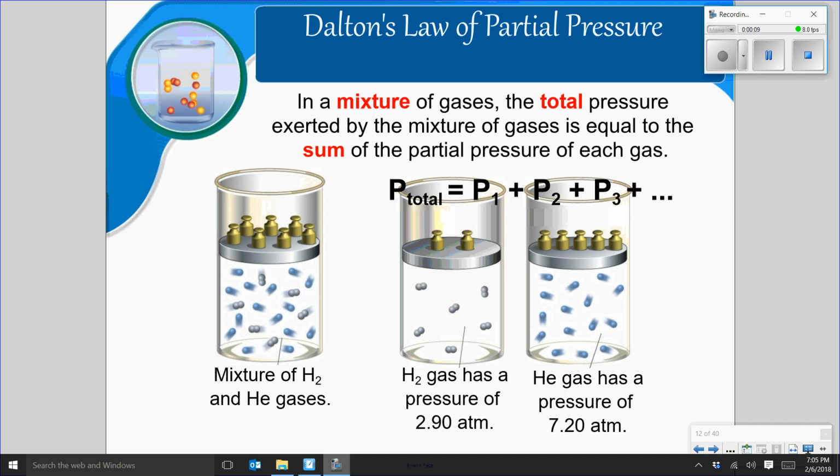In this video, we are going to go over Dalton's Law of partial pressures, and we're also going to discuss the 4 variables that we're going to typically use in gas law calculation problems.